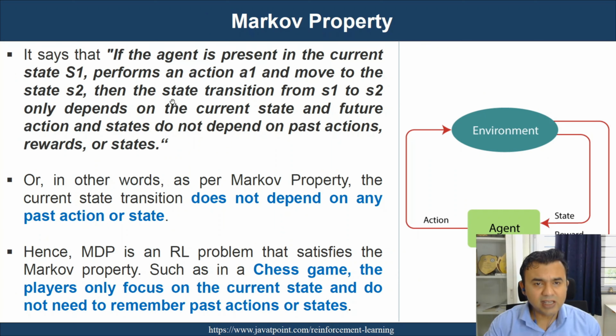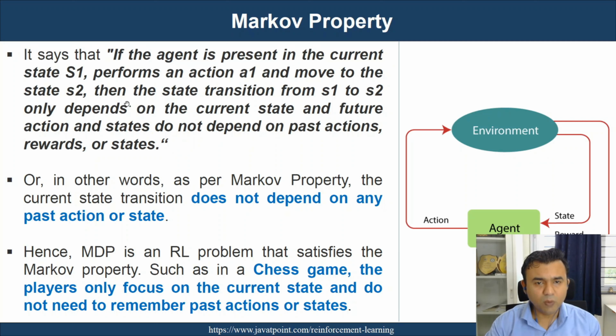So let's say it says that if an agent is present in the current state S1, assume, it performs a particular action A1 and moves to the next state S2. Then the state transition from S1 to S2 depends only on the current state and the future action, and the states do not depend on the past actions and the rewards or state. That is the Markov property.